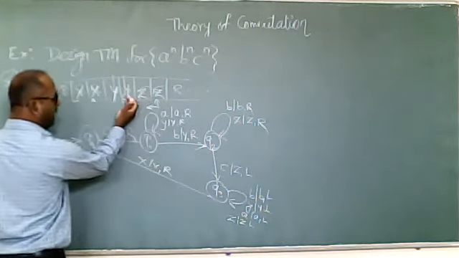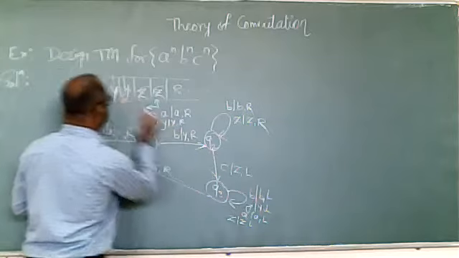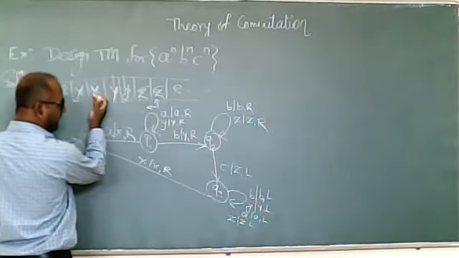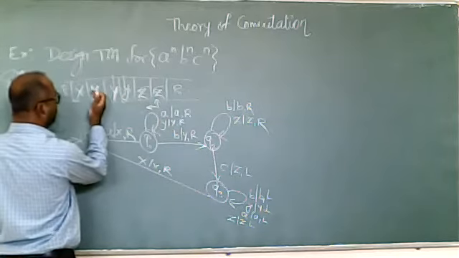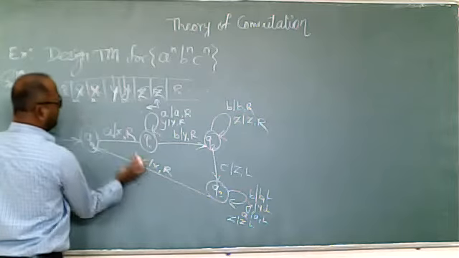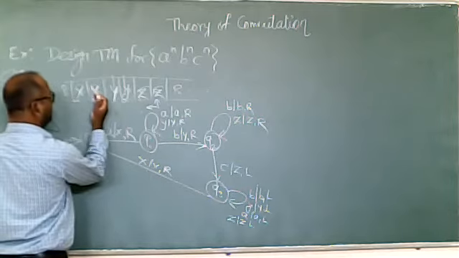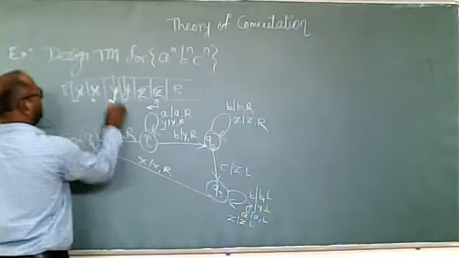Skip Z. Y, skip Y. Already Y was skipped. Again Y, skip. Again X we have to skip. We have to keep it as it is, X, and change the direction towards the right.